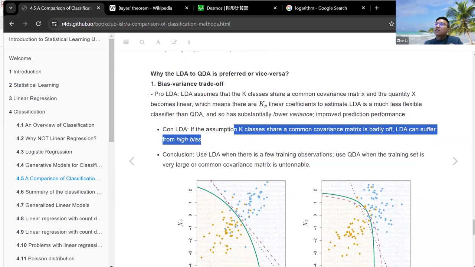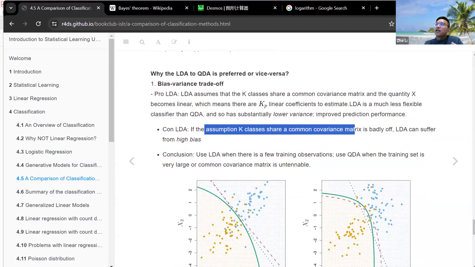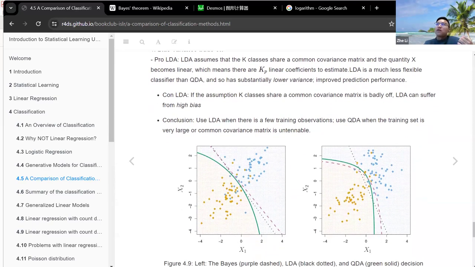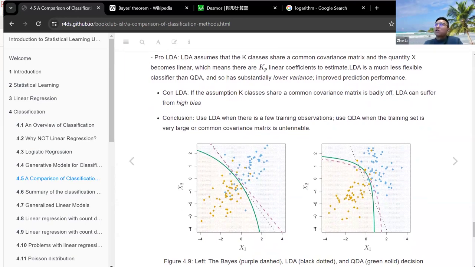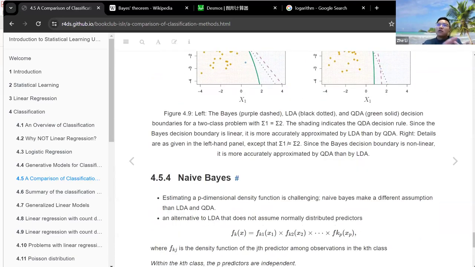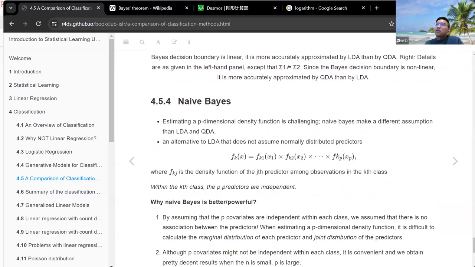If the assumption that the K classes have a common covariance matrix is badly off, the LDA will suffer from this problem. So the conclusion here is that when the training set has a very large sample size, and we view the common covariance matrix as very untenable for the underlying distribution, we tend to use the QDA to achieve a better model. So here is the discriminant analysis model.